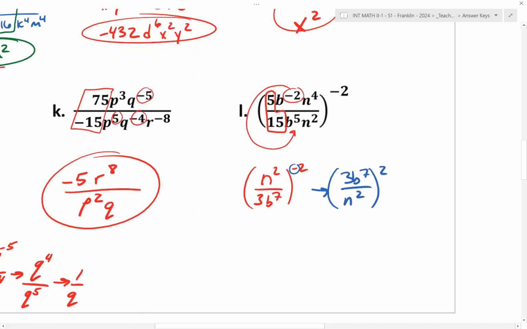So that's the easiest way that I can come up with to try to have you do this problem. Because if you try to multiply the exponents by -2 and take the 3 to the -2 power, there's more opportunities to make mistakes. But if you just use that negative sign to flip your fraction and then apply the 2, it makes it a little easier. So 3 to the second power, 3 times 3 is 9. And then we can multiply the exponents. 7 times 2 for b is 14. 2 times 2 for n is 4. So 9b to the 14th all over n to the 4th.